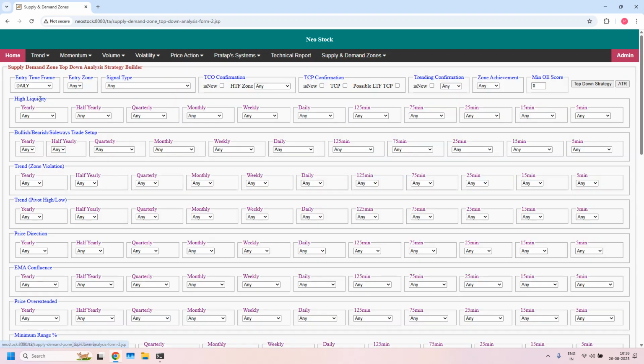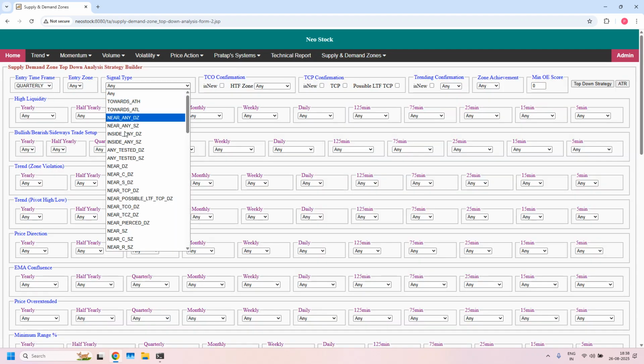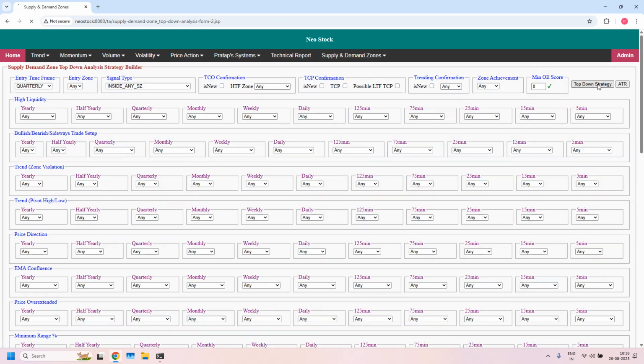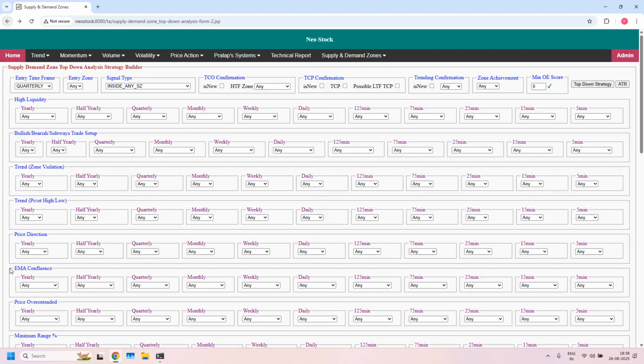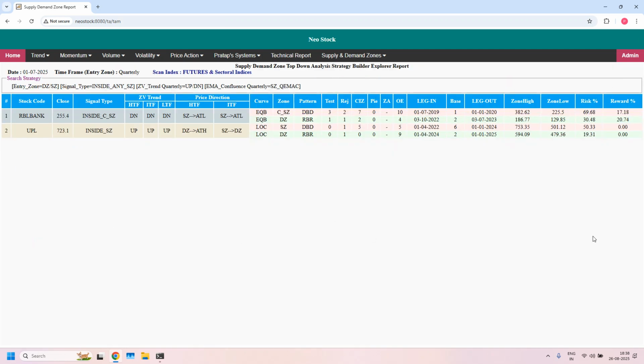Okay, next price closed inside the quarterly supply zone. We got 8 stocks. Let us further filter based on quarterly supply zone having quarterly EMA confluence, and trend on the quarterly should not be sideways. We got 2 stocks.